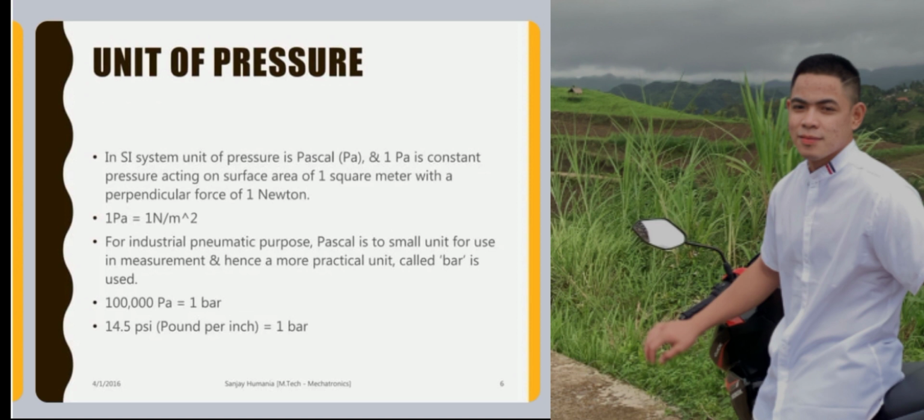Unit of pressure. In the SI system, the unit of pressure is the Pascal. 1 Pa is a constant pressure acting on a surface area of 1 square meter with a perpendicular force of 1 Newton. So 1 Pa equals 1 N/m². For industrial pneumatic purposes, the Pascal is a small unit for measurement, and hence a more practical unit called the bar is used. 100,000 Pascal equals 1 bar. 14.5 psi, pounds per square inch, equals 1 bar.